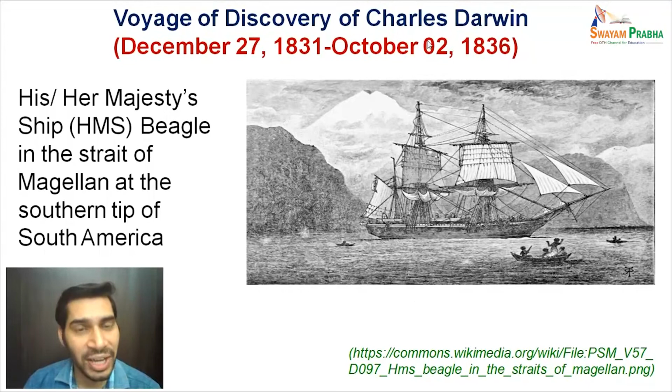Charles Darwin went on a voyage, which we call the voyage of discovery, on a ship called HMS Beagle. HMS refers to His or Her Majesty's Ship. Here is a picture of the ship at the southern tip of South America. This voyage lasted for 5 years, from 1831 to 1836.